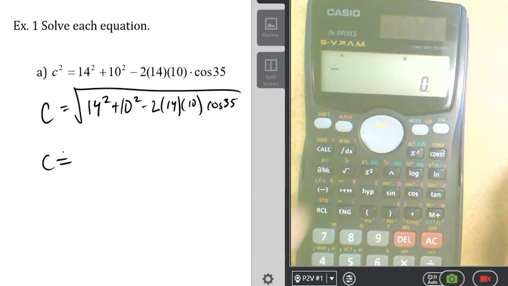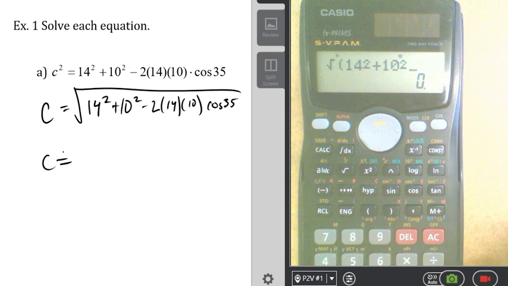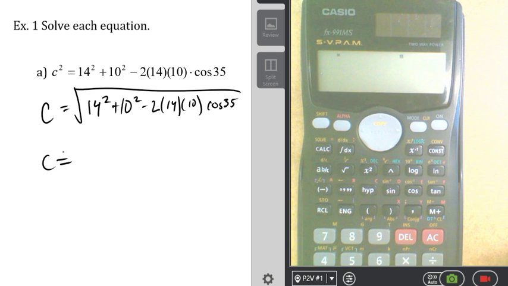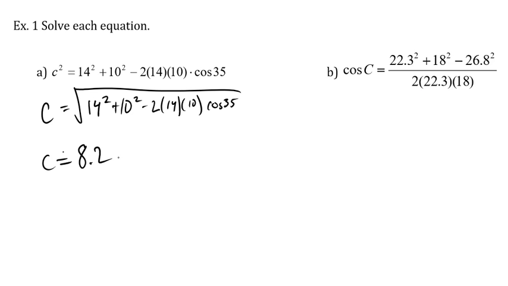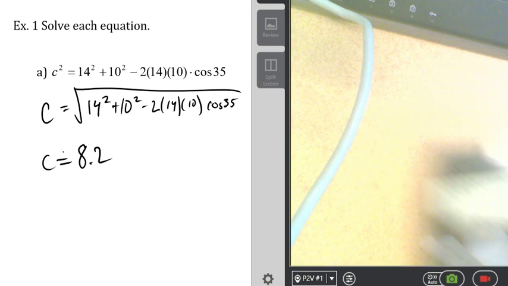So here's how I would do it on this calculator. Square root, bracket. And then I just type everything in. There's nothing else to it. Again, on a 2-line calculator, it's just so easy. 14 squared plus 10 squared minus 2 times 14 times 10 times cosine of 35 equals 8.2. Make sure you can get 8.2 or 8.163175 on your calculator.